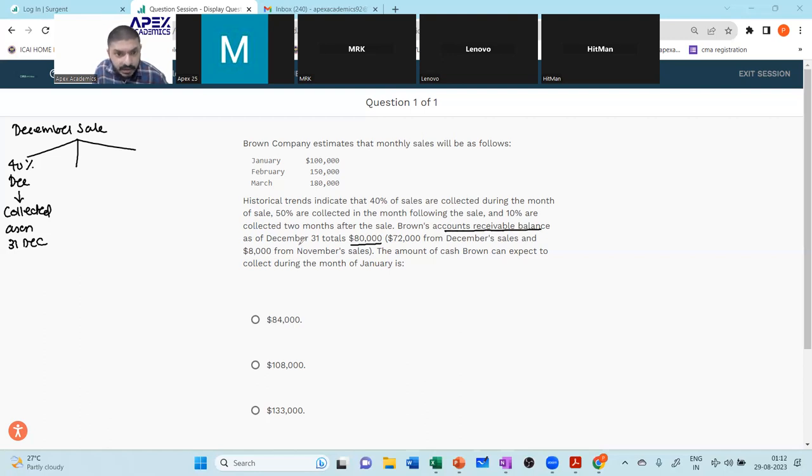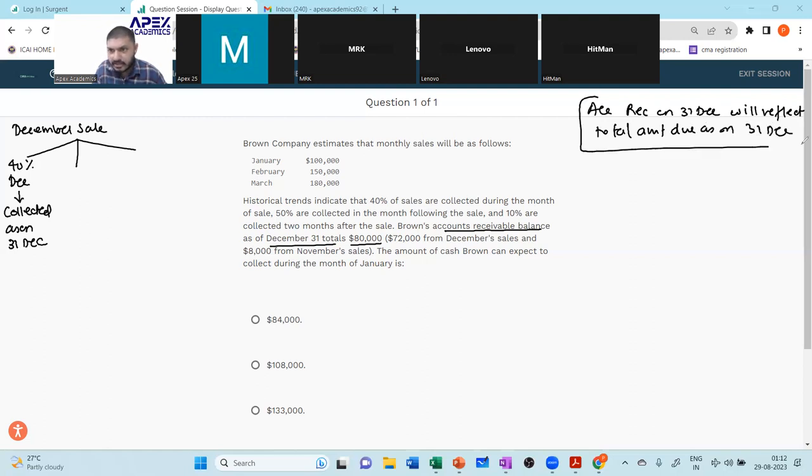Accounts receivable on 31st of December will reflect total amount due as on 31st of December. Agreed or disagreed? Please tell me that. Agreed. So if 40% is collected, then 60% is due on 31st of December. Agreed or disagreed? Agreed, sir.